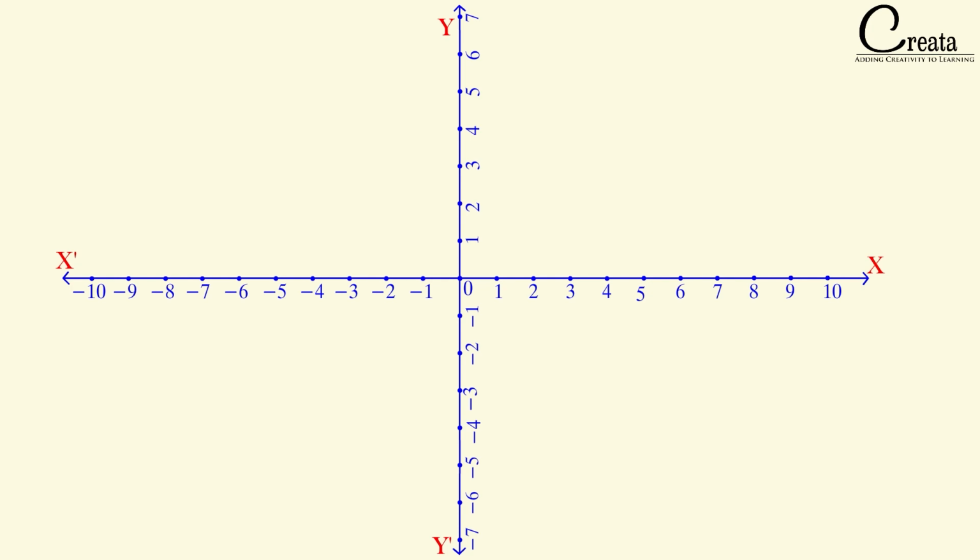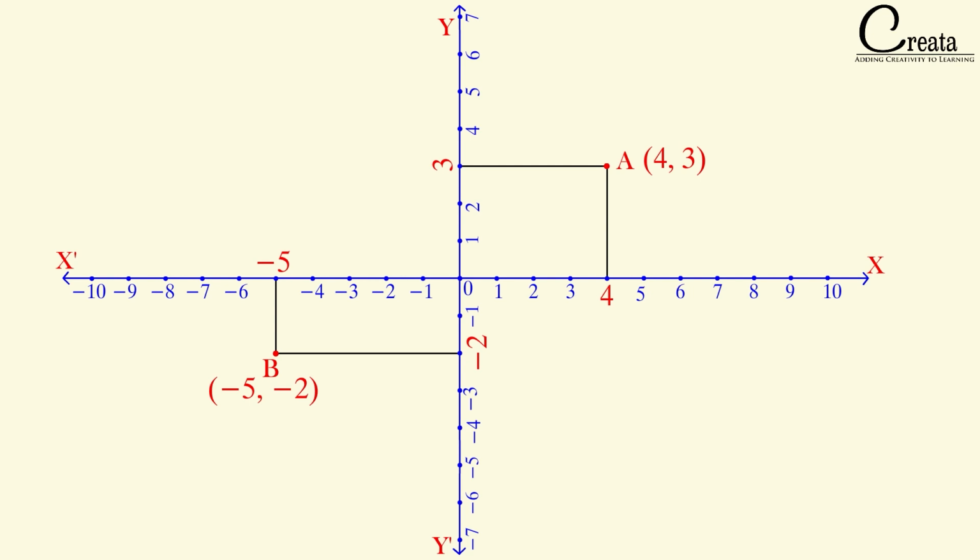Now we will take the 2 points in 2 different quadrants. Let's take our first point in the first quadrant, that is 4, 3. Here 4 is the x coordinate and 3 is the y coordinate. This is point A. Now in the third quadrant, let's take our point B. The coordinates are -5, -2. Here -5 is the x coordinate and -2 is the y coordinate.